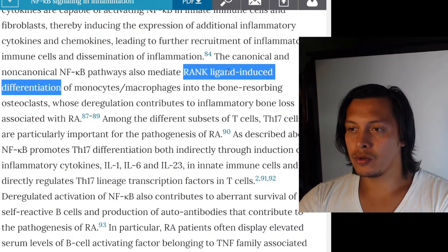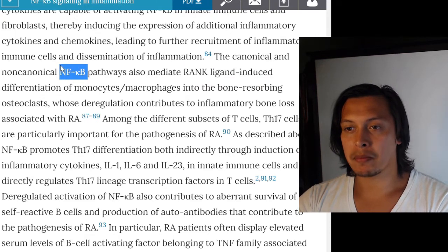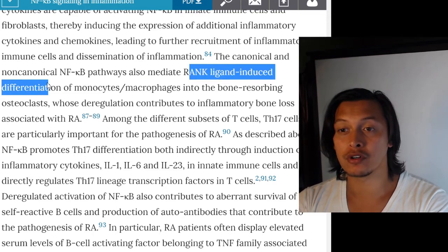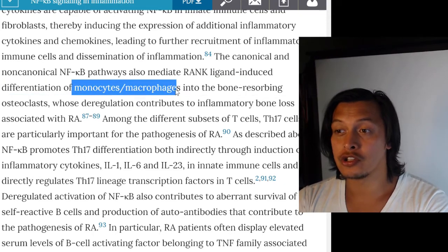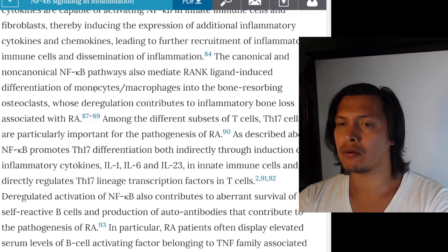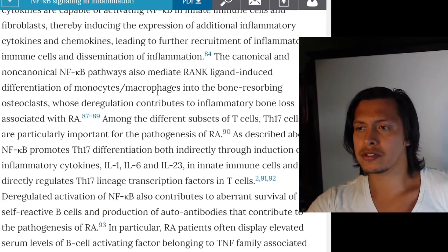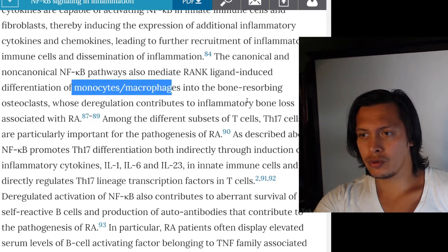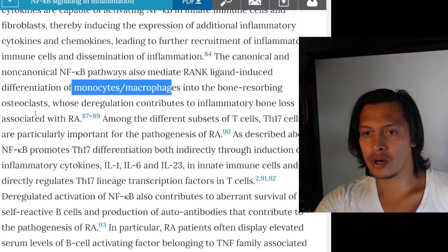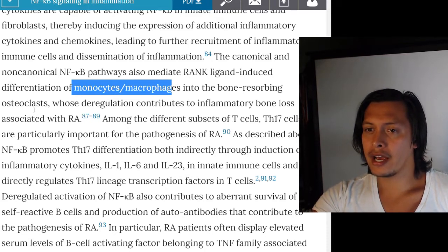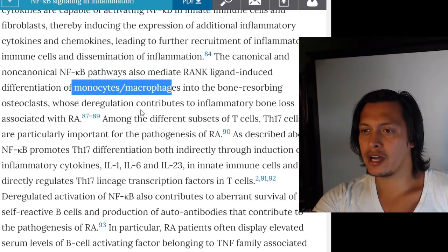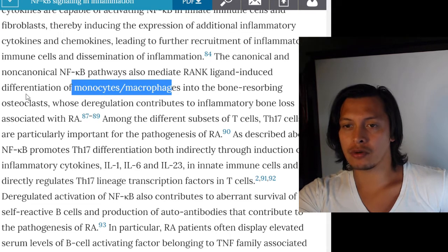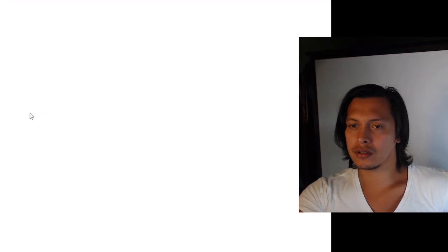When it comes to the canonical and non-canonical nuclear factor kappa B pathways, they also mediate this RANK ligand-induced differentiation of monocytes and macrophages into bone-resorbing osteoclasts. So I didn't actually know that. So these white blood cells will differentiate into osteoclasts. And if you deregulate this process, it contributes to inflammatory bone loss, which is associated with rheumatoid arthritis. So I did not.